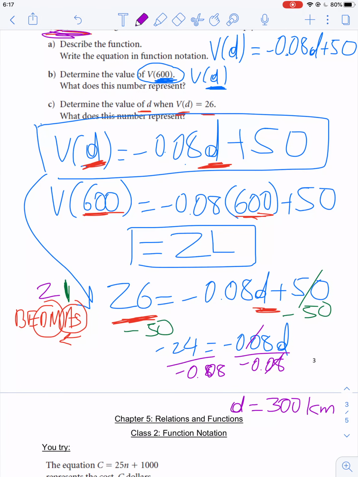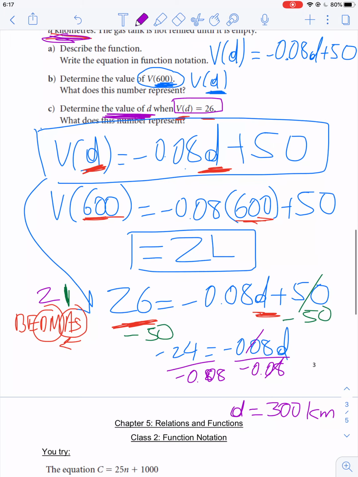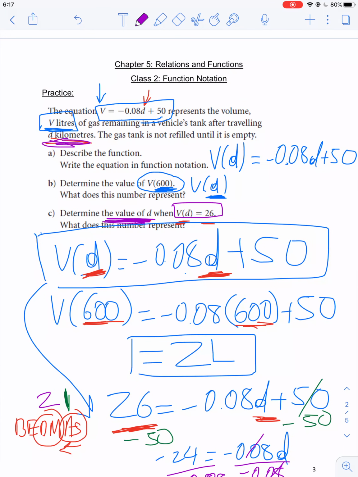So what the question is asking you is to determine the value of D. So determine how far you would have to travel to have exactly 26 liters of fuel in your tank, okay? And the answer seems to be 300. So yeah, function notation is kind of tricky, right? I think most of you should be familiar with what you see up here.